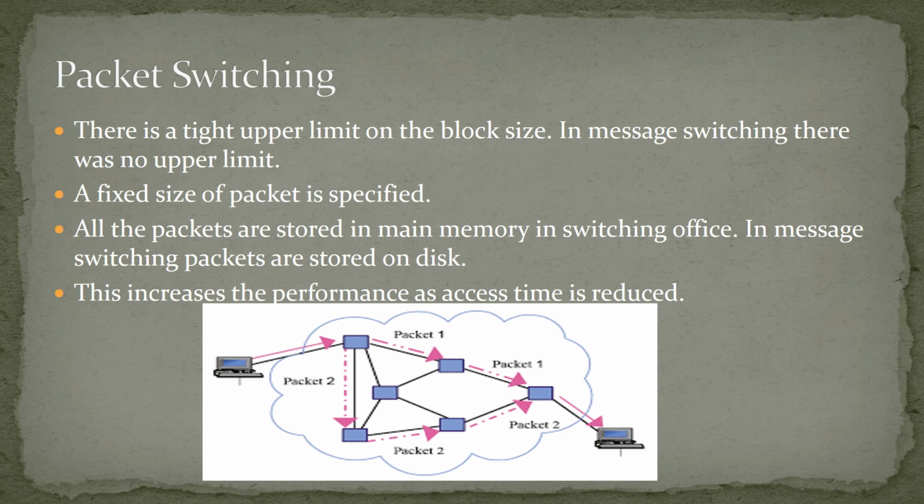Now, all the packets are stored in the main memory in the switching office. Switching office here means the sender. The sender of the information stores the packets in the main memory, whereas in message switching, the packets are stored on disk. This increases the performance as access time is reduced. As we know, whatever is stored in RAM is quite a bit faster than whatever is stored on the disk. It is quite fast to access.